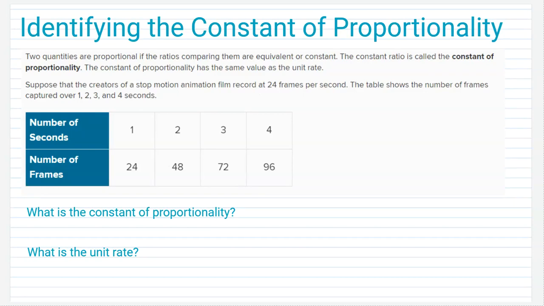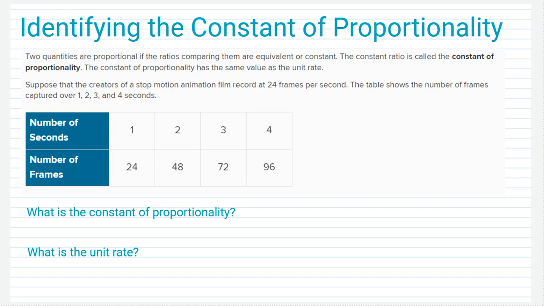In this video, we're going to continue our lesson on tables of proportional relationships. And in this video, we're specifically going to be looking at identifying the constant of proportionality, which remember we use the variable k to represent. So you're going to see that I'll use k equals a lot, and that's going to help us later on when we actually work with equations of proportional relationships.